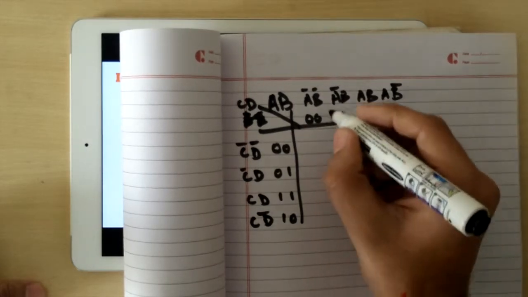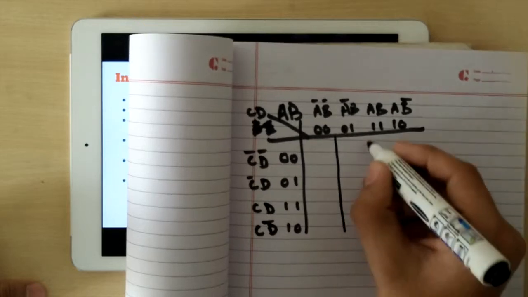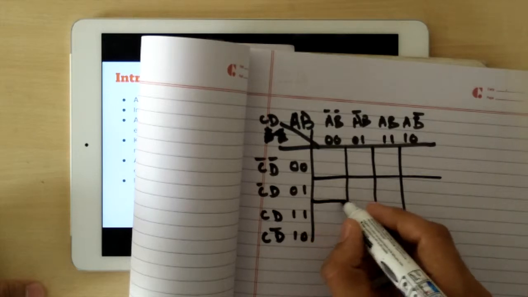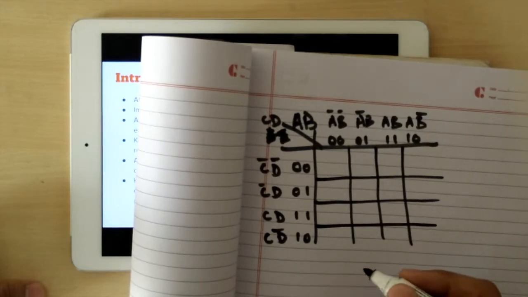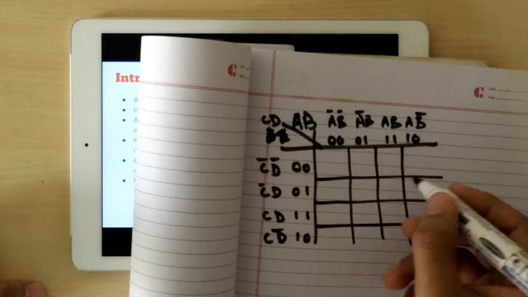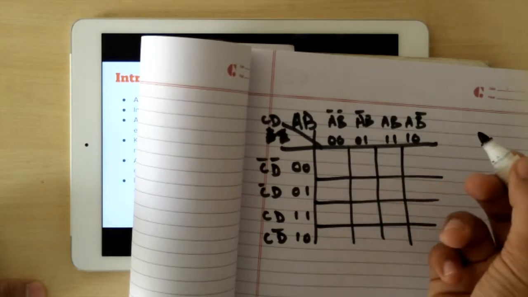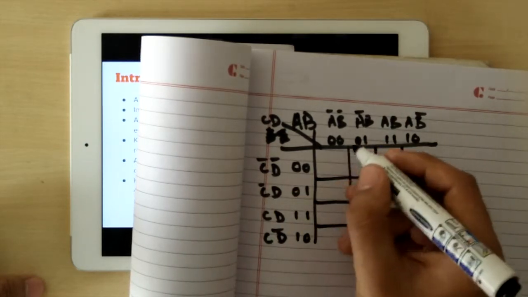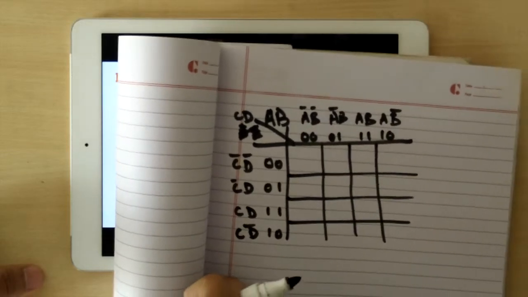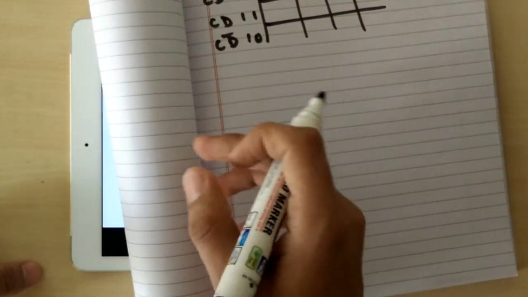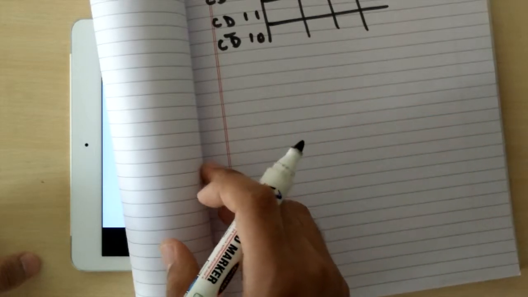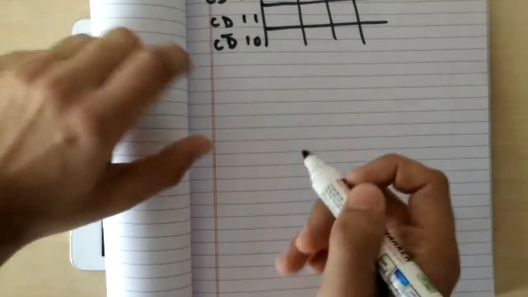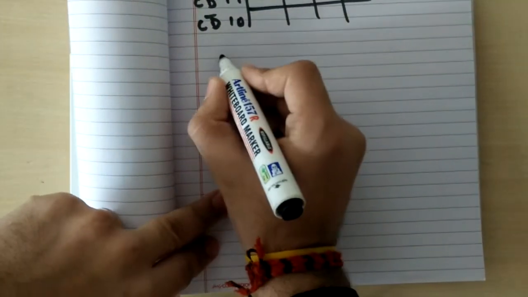And well, you can form a table if you want. It's already in the form of a table, so that's how it will look. You have to fill in these cells with the SOP or POS values as you please. These values correspond to the truth table. So let's make a typical truth table just for the 4 variables, and see how the binary values correspond to the decimal values.